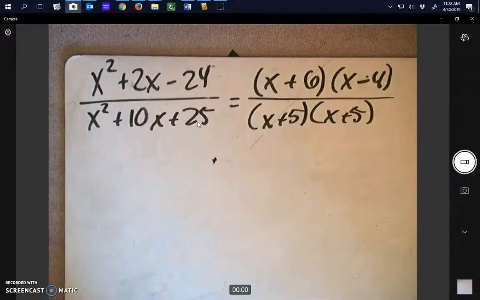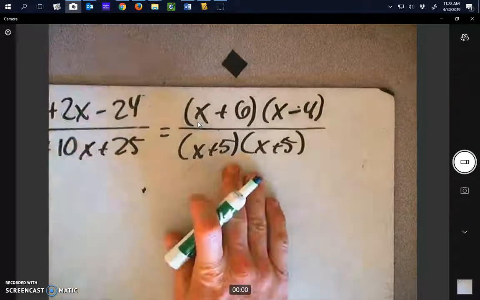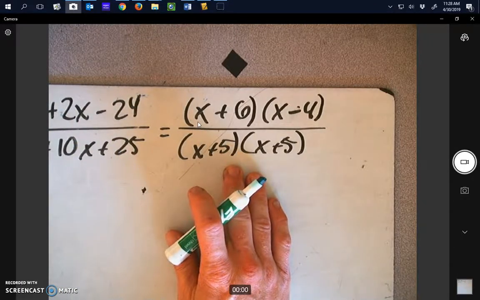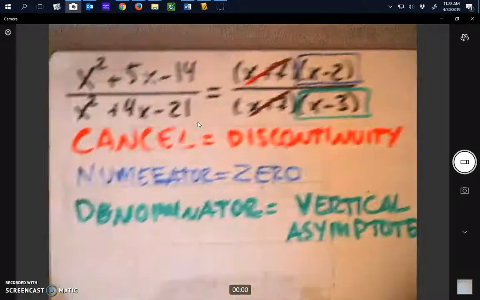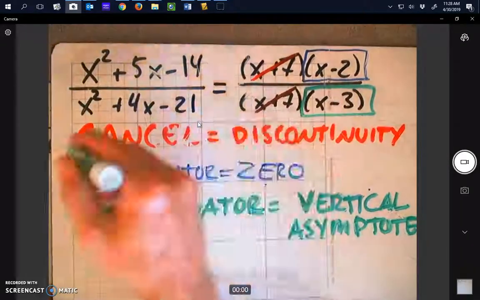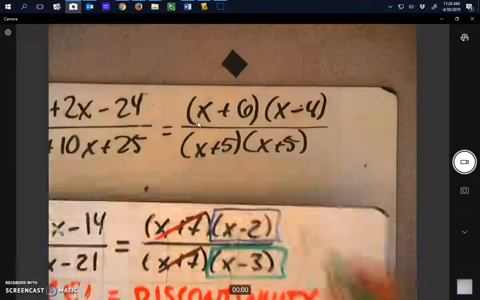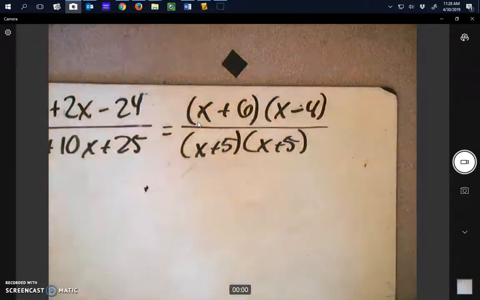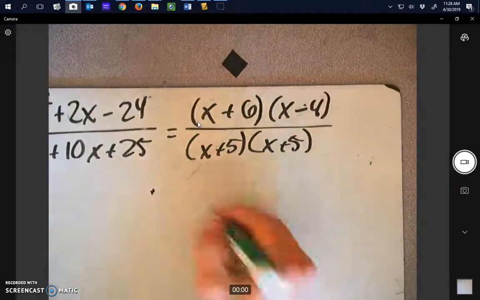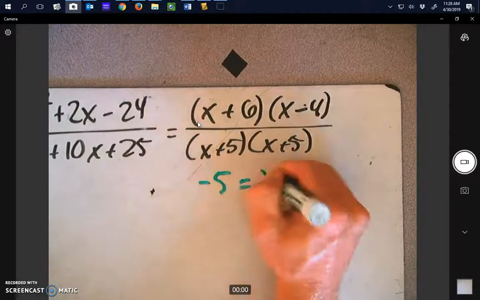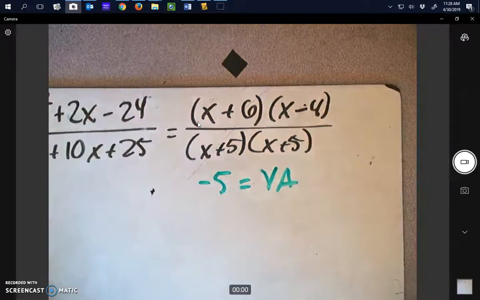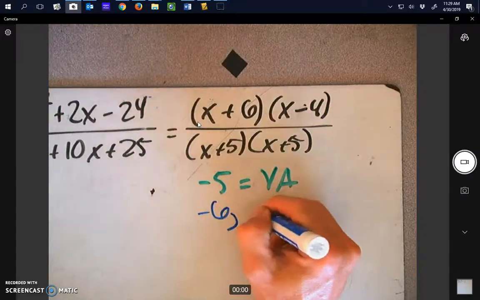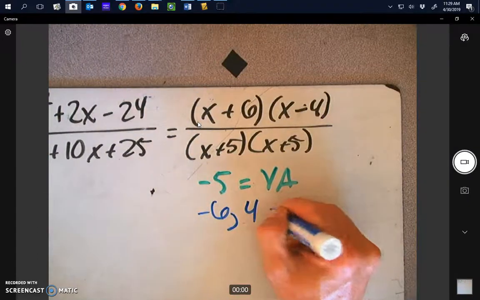All right, so now we need to analyze this real fast. Nothing cancels out, so we don't have any discontinuities. Remember, I'm using this little cheat sheet. But we do have numerators, 2 of them, which means that those are zeros, and our denominator gives us our vertical asymptote, which is negative 5. We'll just use VA for vertical asymptote, and my blue will represent my zeros, negative 6 and positive 4.